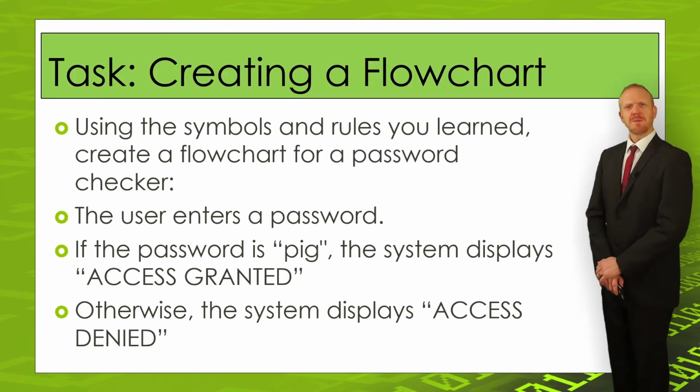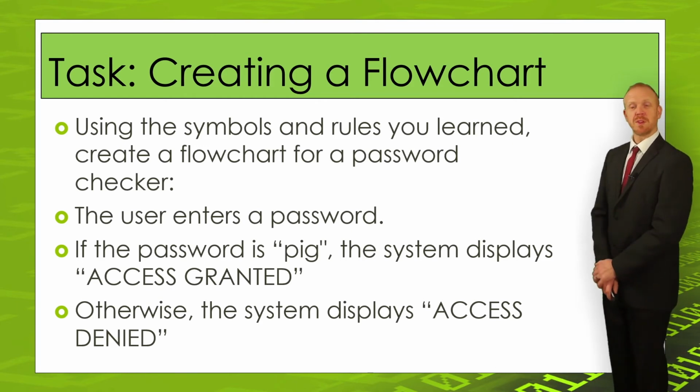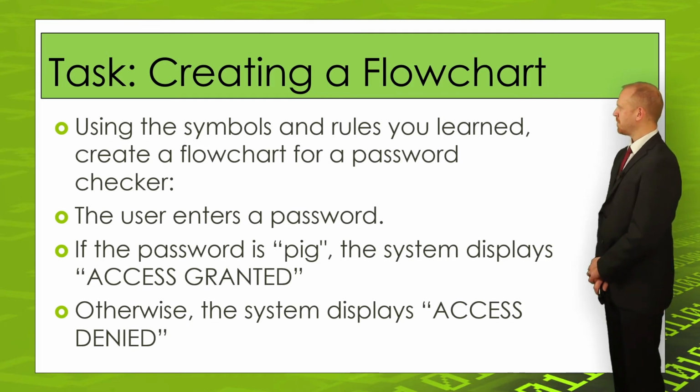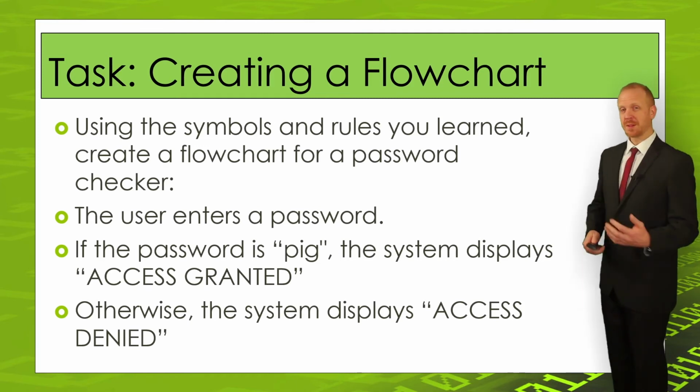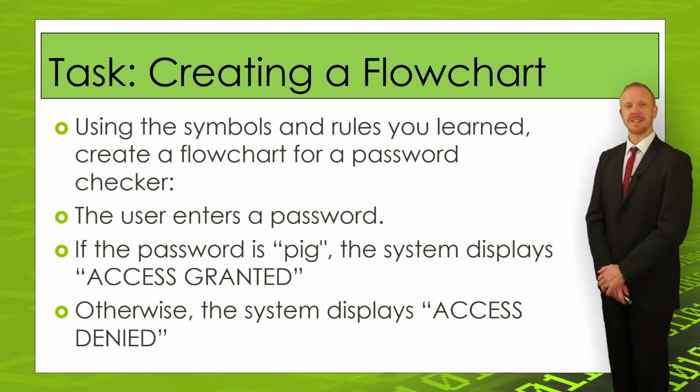So the last major task for you guys is to create your own flowchart. So using the symbols and rules that we've looked at so far, I want you to create a flowchart for a password checker. So this is what happens. The user enters a password. If the password is pig, then the system says access granted. Otherwise, the system displays access denied.